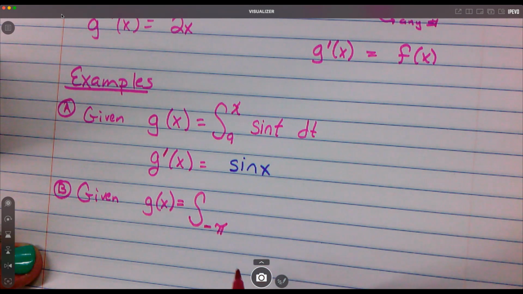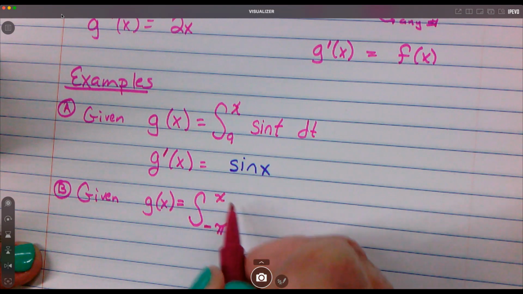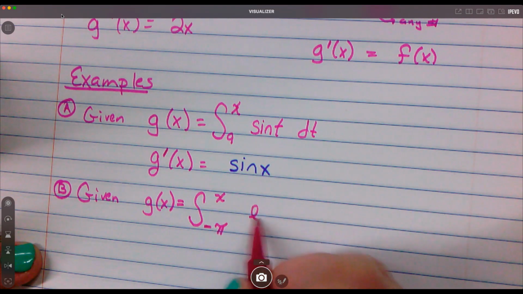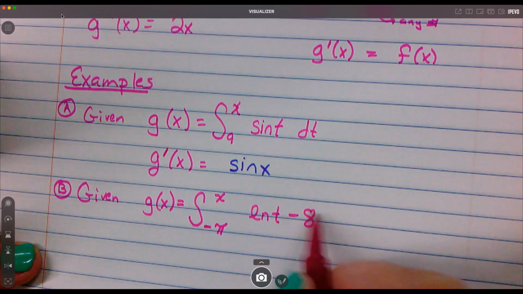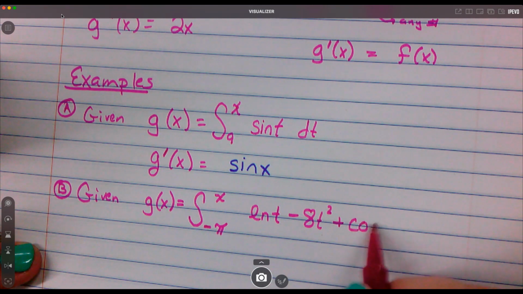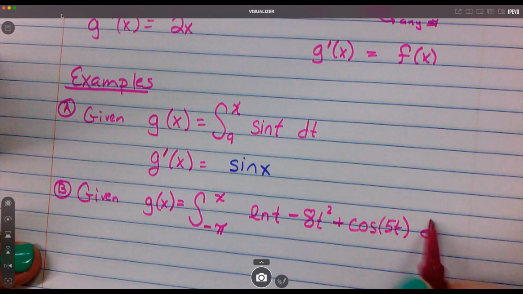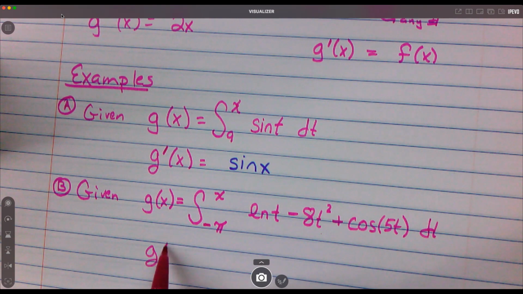It starts at negative pi. We ain't kidding. Is that a number, by the way? Yeah, it's not a variable, it's a number. And it has natural log of t minus 8t squared, plus cos of 5t dt. And I want you to find g prime of x.